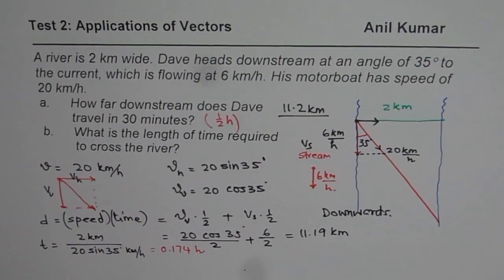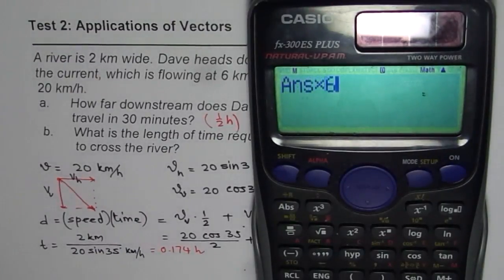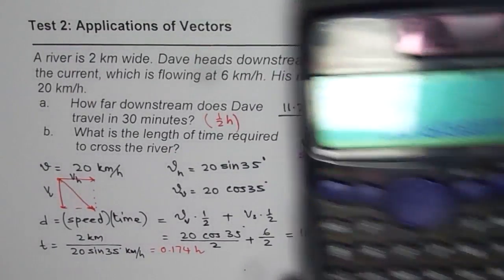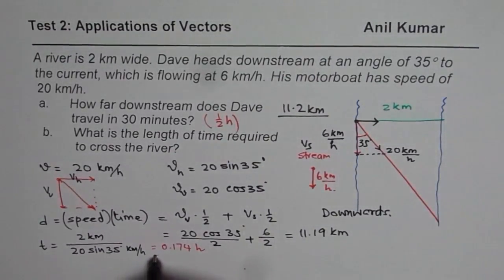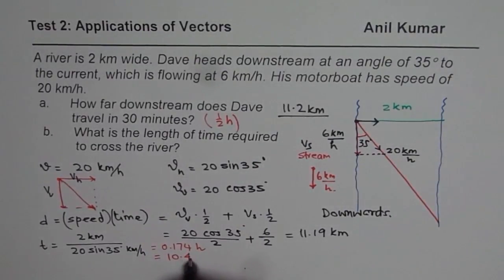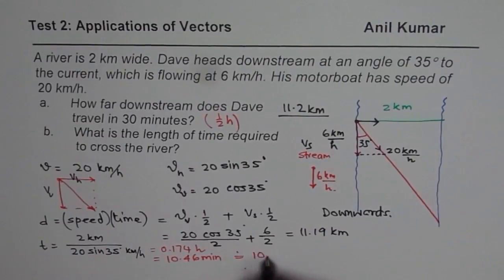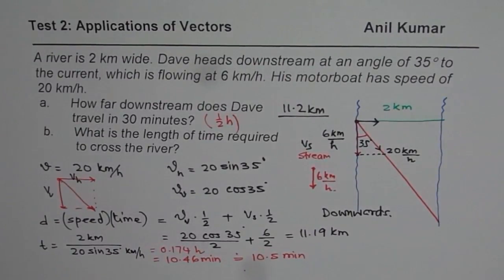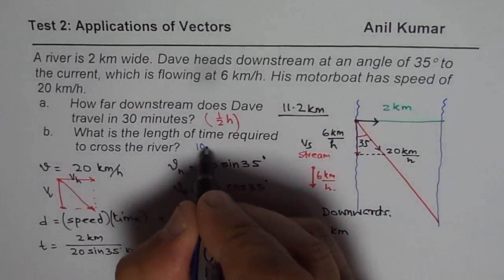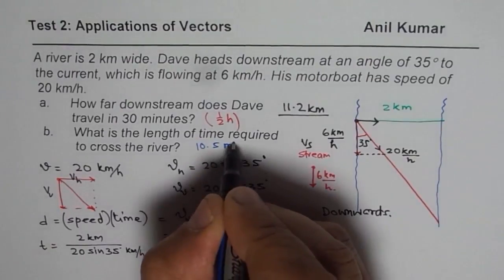So you could multiply this by 60 to get minutes. Times 60 equals 10.46, so approximately 10.46 minutes. So you say approximately 10.5 minutes Dave is going to cross the river. So we get this answer as 10.5 minutes approximately.